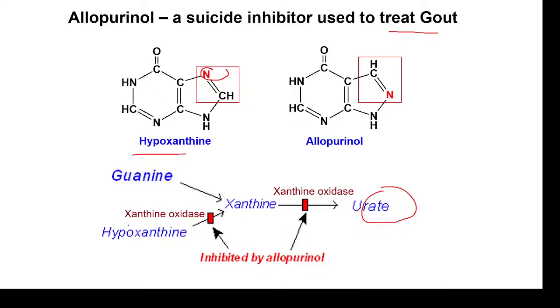So it will competitively inhibit xanthine oxidase enzyme. So due to that, what happens? So it will decrease the accumulation of uric acid in the blood. So due to that, the deposition of uric acid decreases gradually. So this one drug can be used for the treatment of gout.